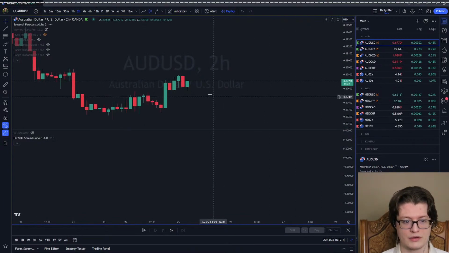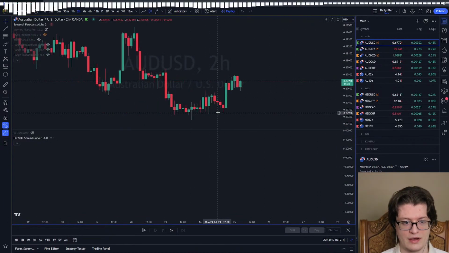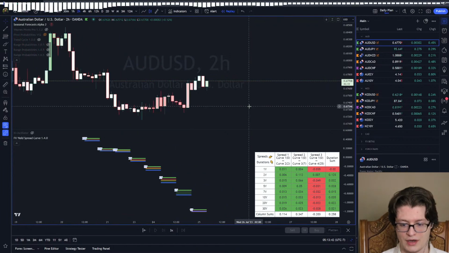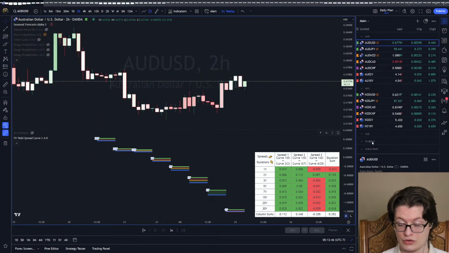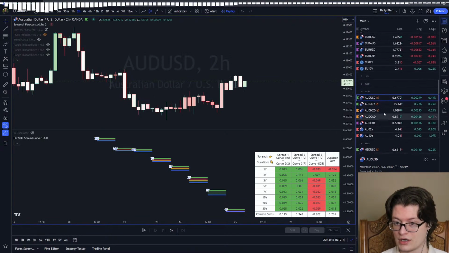Okie doke. Looks like we're getting a little bit of a rebound here on the Aussie. Short-term yield spreads are improving, which is good to see if you're a dollar bear.